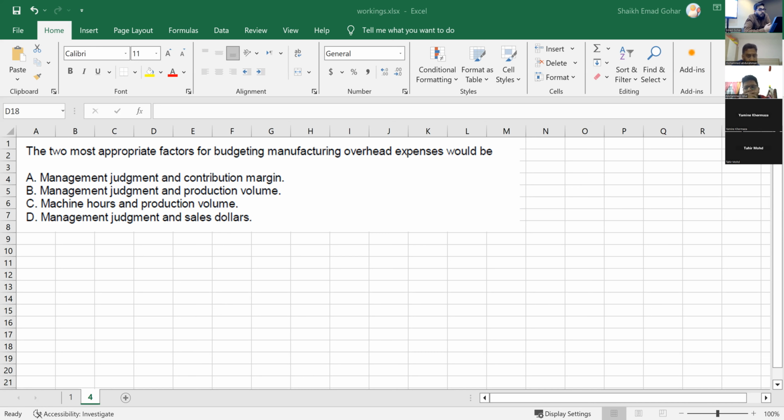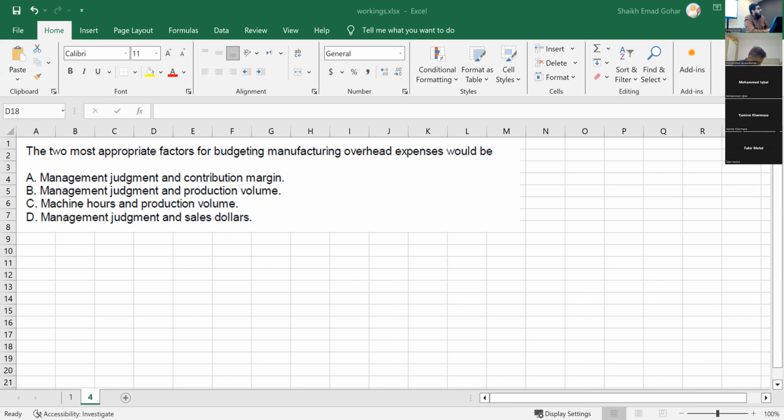Getting it? Now, they're saying the two most appropriate factors for budgeting manufacturing overhead expenses. So I am trying to budget. This question is a combination of budgeting area and costing area. Both are linked. Let's take an example. I am trying to budget one of my manufacturing overheads, which is rent, for example, rent of the factory. How much should the rent of the factory be?